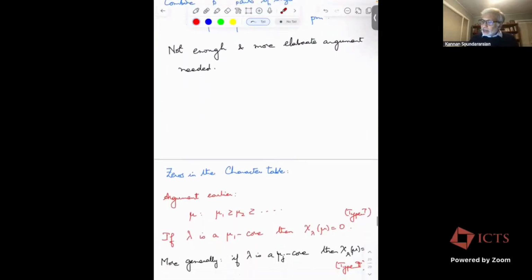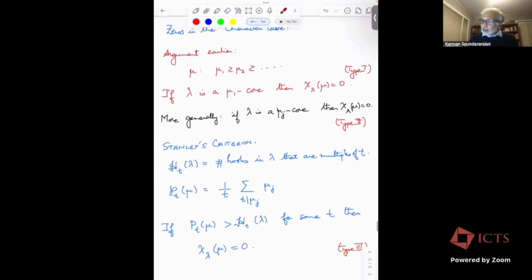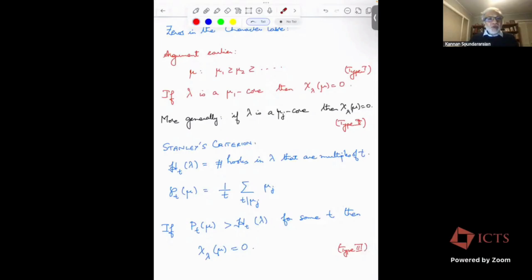So now let me get back to zeros in the character table. The main argument that I gave you before was that if I have a partition mu, and I write its parts in descending order, so mu1 is the largest part of mu, and I don't have a way of removing a border strip of length mu1 from lambda, then I know that the character value is 0. This is the argument that we were using before. And these zeros are called by Miller and Scheinerman zeros of type 1.